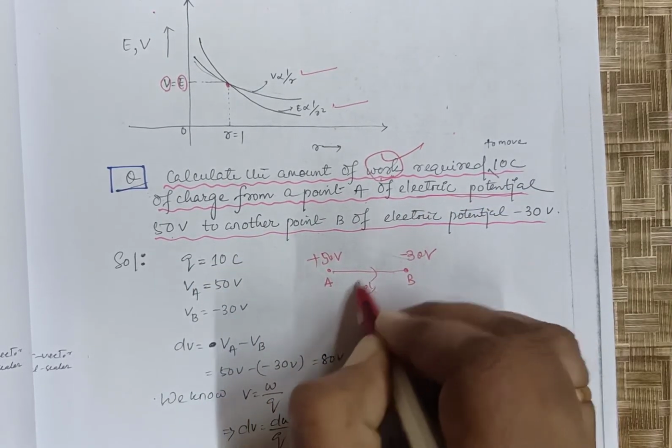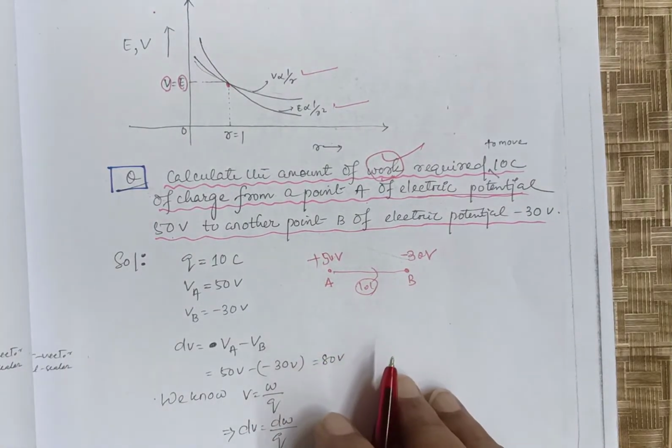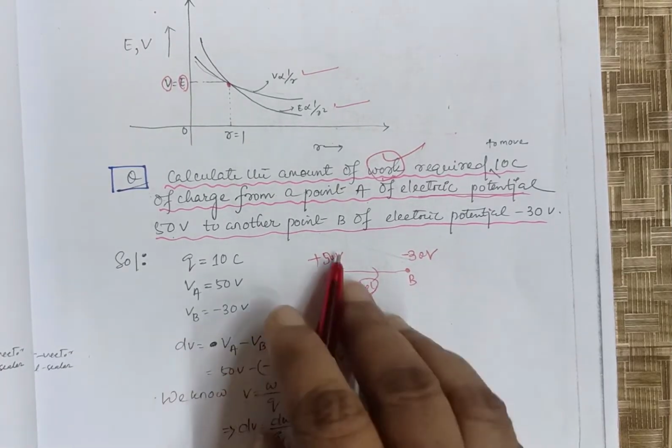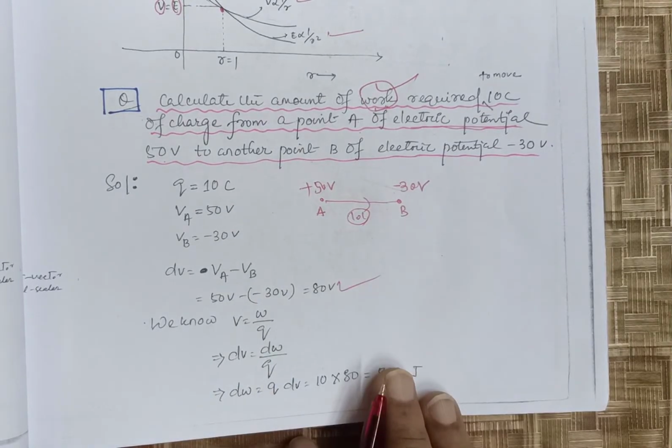10 coulomb charge will flow from this point to this point. What amount of work will be done? First we have to calculate the potential difference. dV is equal to VA minus VB. So it is 80 volt. Potential difference is 80 volt.